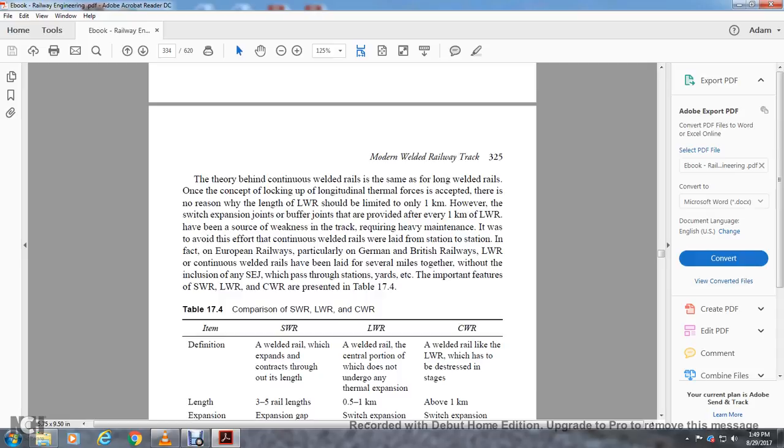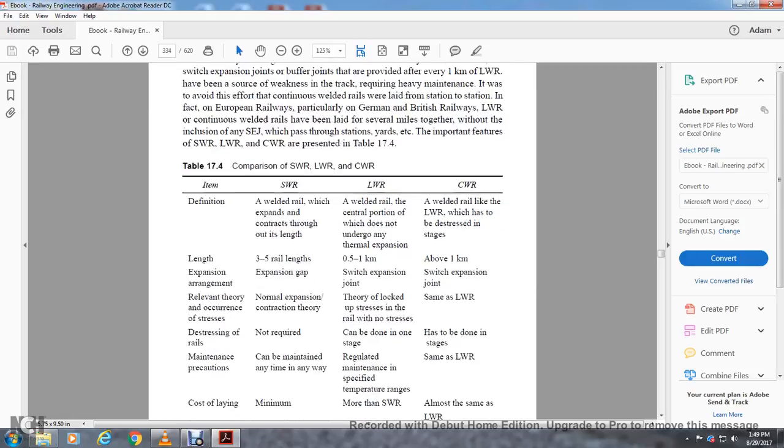However, switch expansion joints and buffer joints are provided every 1 kilometer of the long welded rail. They are a source of weakness in the track, requiring heavy maintenance, which would avoid the effect of continuous welded rail leading station to station. In European railways, particularly German and British railways, long welded rail and continuous welded rail have been laid for several years, miles together, without inclusion of special switch expansion joints through the station yards. It's an important feature of the switch: short welded rail, long welded rail, continuous welded rail, in Table 14.714.